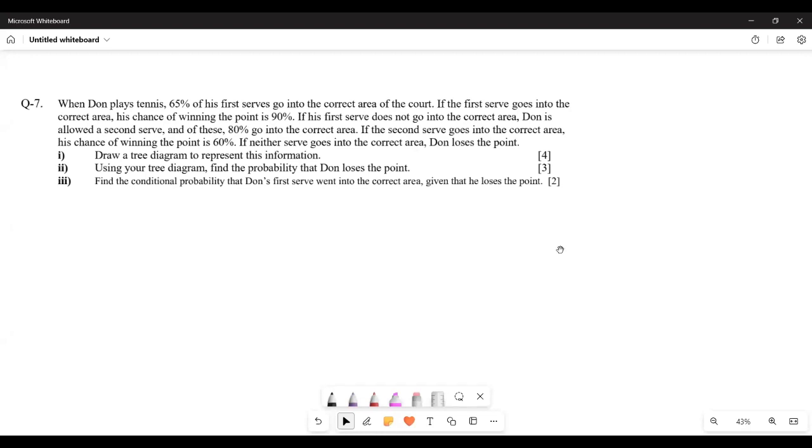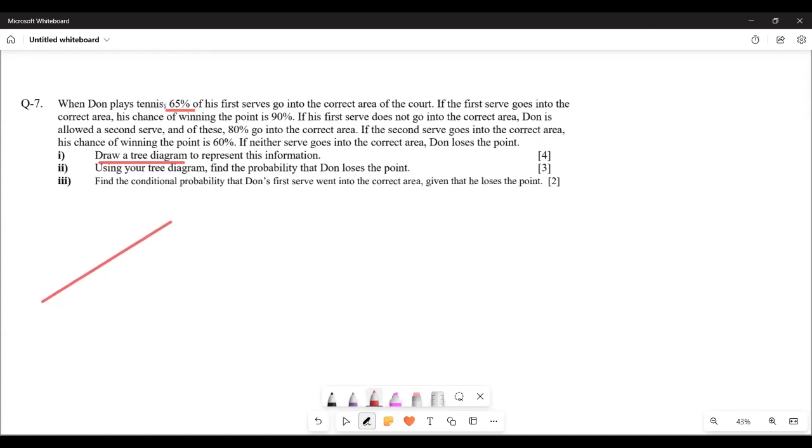Question number 7 of the worksheet on probability. When Don plays tennis, 65% of his first services go into the correct area of the court. If the first service goes into the correct area, his chance of winning the point is 90%. I feel like we should draw a tree diagram. Even if it does say so, draw a tree diagram. Even if it does not, it really helps to draw a tree diagram.